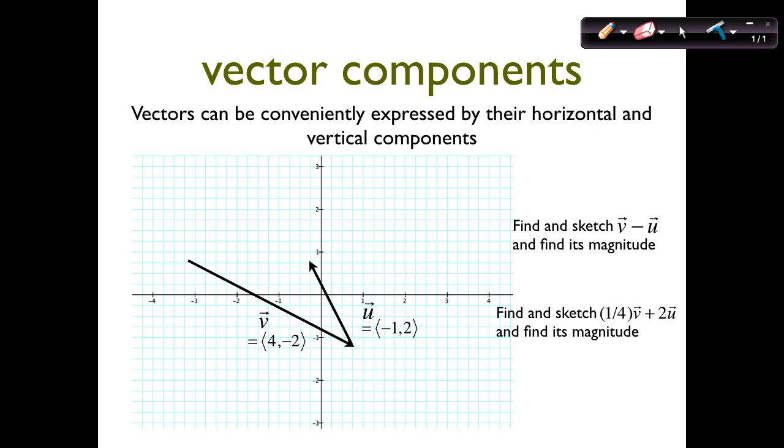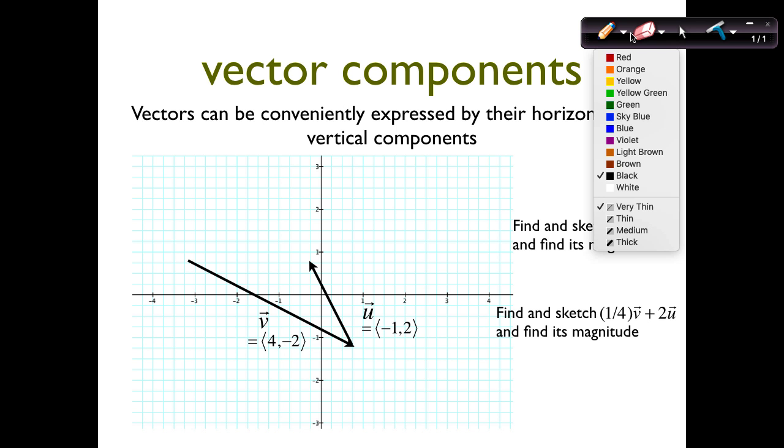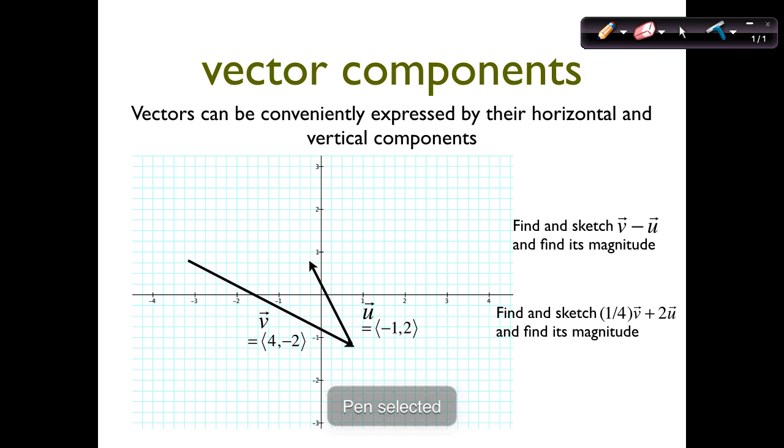All right, so one more problem here. Find and sketch. So let's talk about this. What would it mean to take 1/4 of v? How would that compare to vector v? You're gonna scale the length down by 1/4. Right. Exactly. So then how would you do the math? What would you do if you wanted 1/4 of v? Take 1/4 of each component. Right. So you can take 1/4 of each component, and the result is a vector that's scaled.